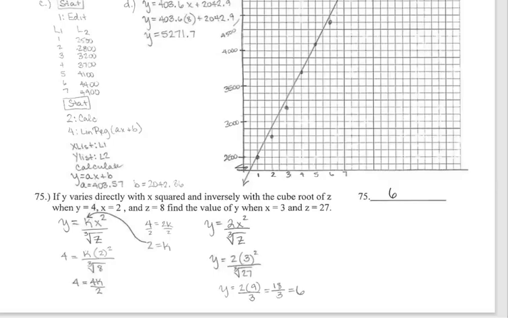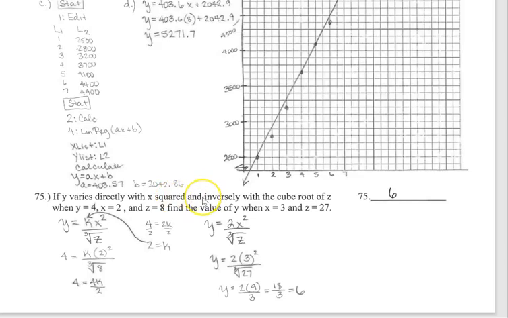All right, then our last one down here: if y varies directly with x squared and inversely with the cube root of z, when y equals 4, x equals 2, and z equals 8, find the value of y when x equals 3 and z equals 27. Okay, so first off, let's start with y varies directly with x squared. So we can say y equals k times x squared.